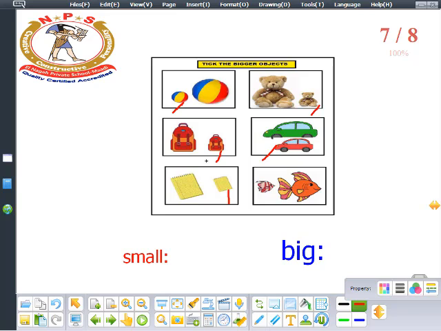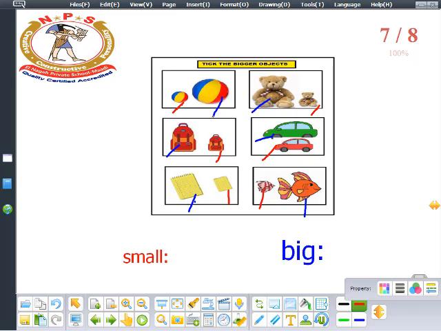The last picture. What about this fish? Is it big or small? Excellent, it's small in size. What about the next fish? Is it big or small? It's big, so let's make it with blue. It's big. So this is big. What about these notes? Big. What about the green one? Big, big, big bag, big bear, and big ball.